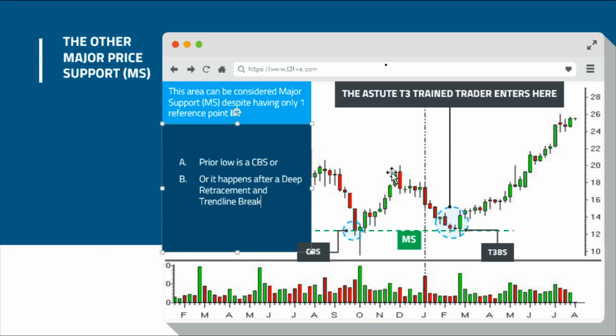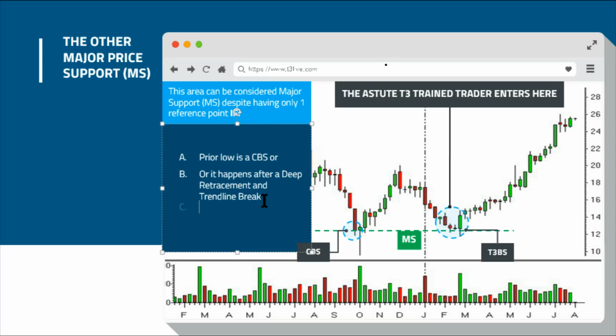Okay, 1 reference point is enough if the rally that was produced was really significant, because when a stock rallies really hard, basically traders are rewarded handsomely. Rewarded traders always look to repeat their actions on the next go around. So if it's an area where a strong rally ensued, then 1 reference point is enough. You don't need 2.